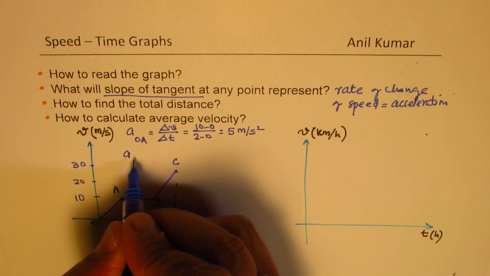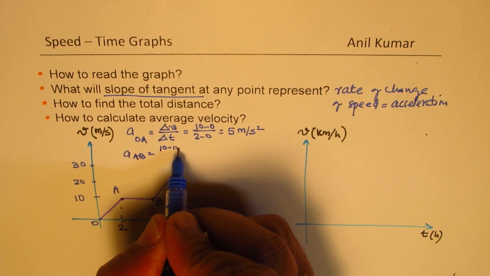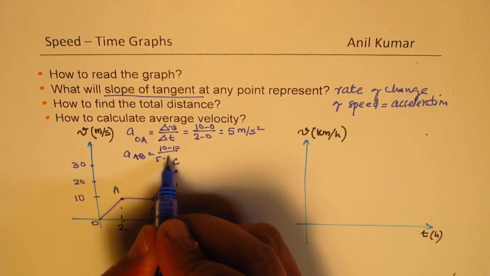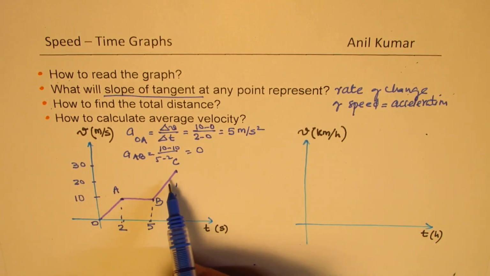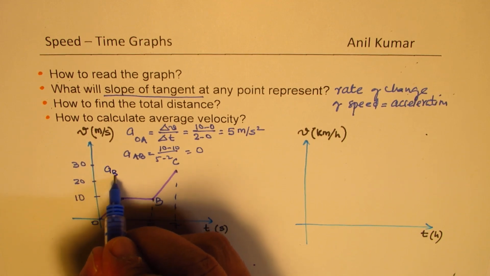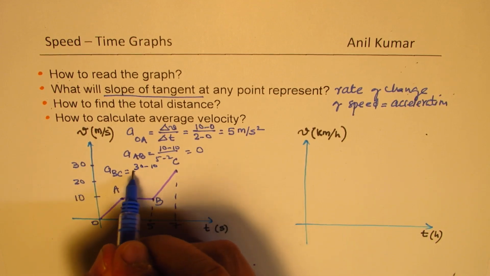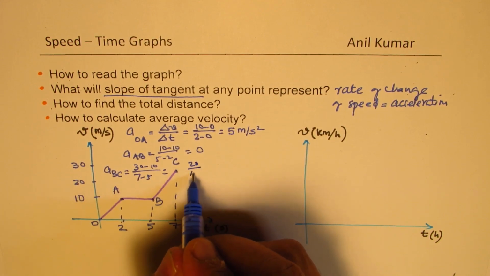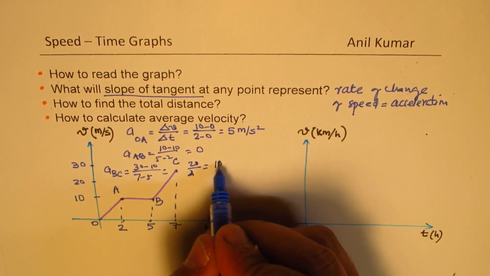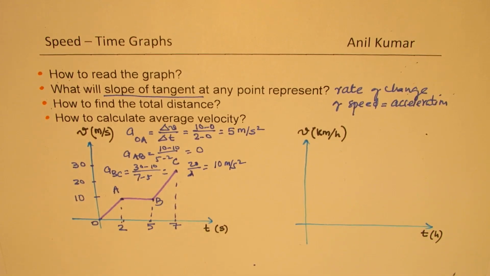And from A to B, it is 10 minus 10 over 5 minus 2. Numerator is 0, so acceleration is 0. However, from B to C, the acceleration is higher. So let's calculate acceleration from B to C, which will be 30 minus 10 over 7 minus 5. So that will be 20 over 2. That gives us 10 meters per second square. So it goes much faster in this region from 5 to 7 seconds, as you can clearly see, right?